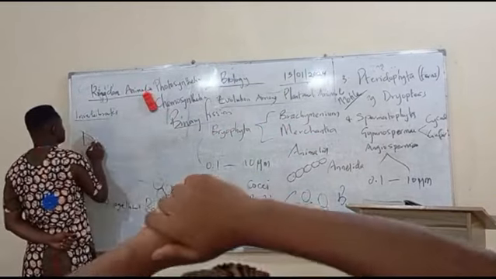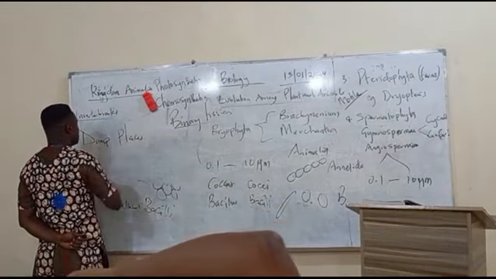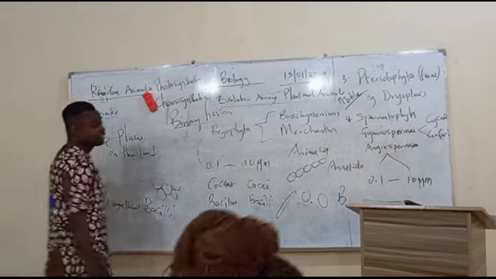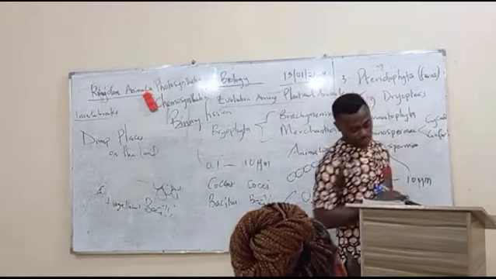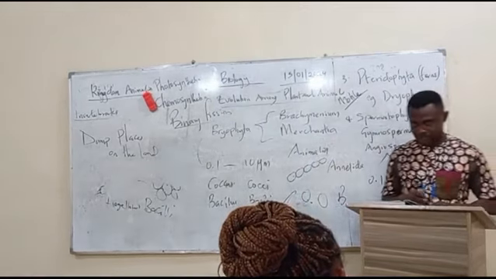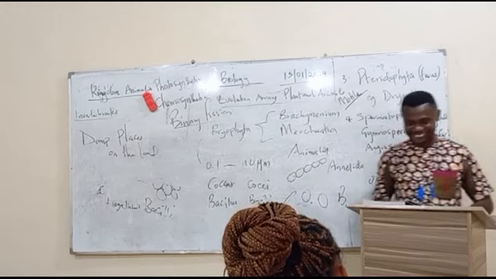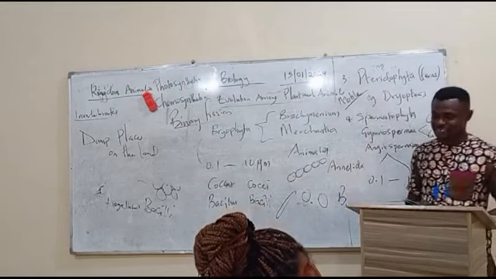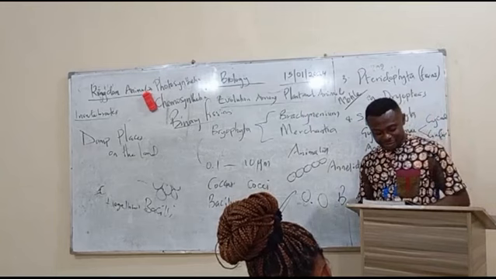They have chlorophyll, so they can make their own food. Know that part. They have chlorophyll and they can make their own food. But there's something different about their chlorophyll. Their chlorophyll is not found in the chloroplast. There is no chloroplast.